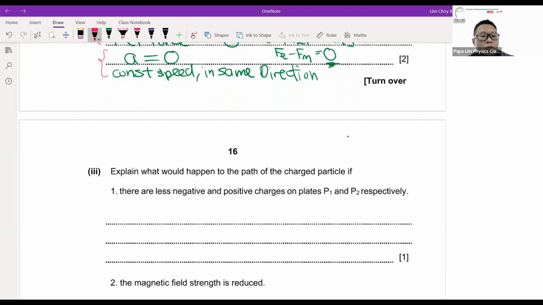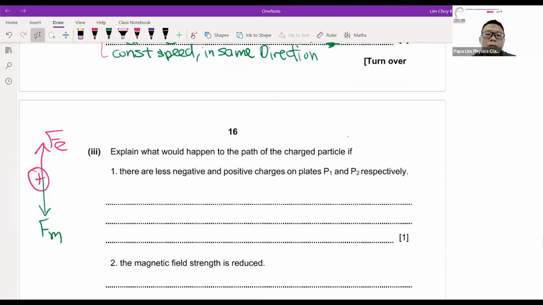Now I will draw the charges here. The positive charge is here. On top, you will have an electric force, then you balance it out by the magnetic force. So this is the charges. What will happen for part 3 is, what will happen if there is less electric charge and less positive charge on parts P1 and P2.